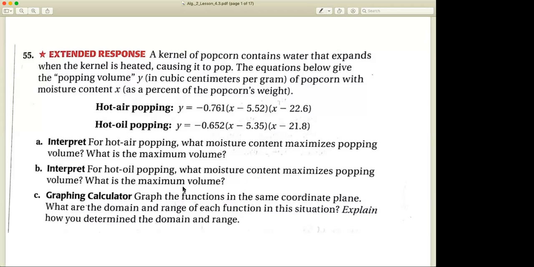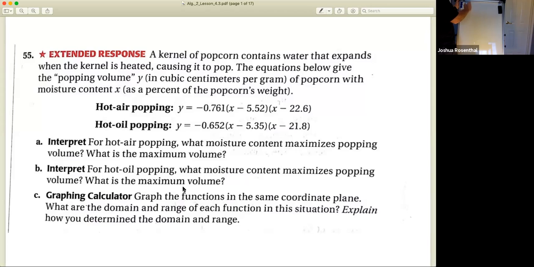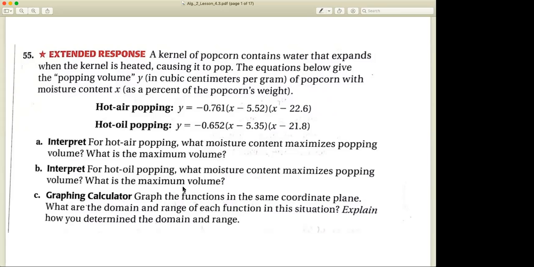So let's do hot air. And here we go. So we have Y is equal to negative 0.761 times (X minus 5.52) times (X minus 22.6). I do not need a P or a Q right now. I might need it in the future. Oh, wait, yes, we want P and Q so that we can average P and Q. But these are just P and Q right here.